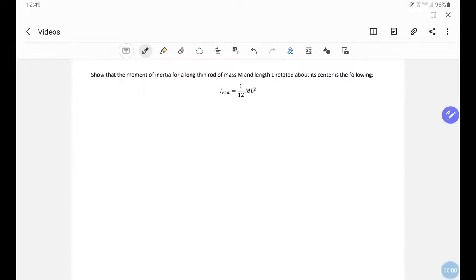Here's another moment of inertia video, guys. This is for a long, thin rod of mass M and length L rotated about its center. And we want to verify the fact that the moment of inertia for that situation is 1/12 ML squared.